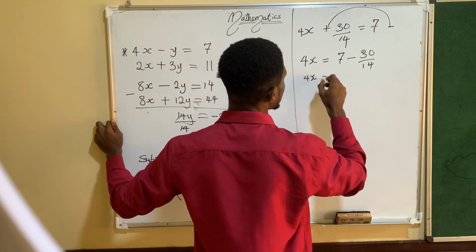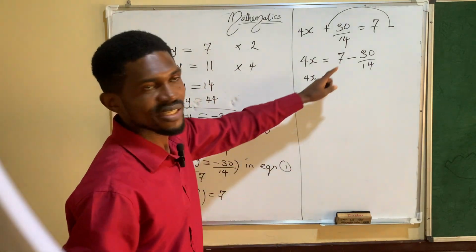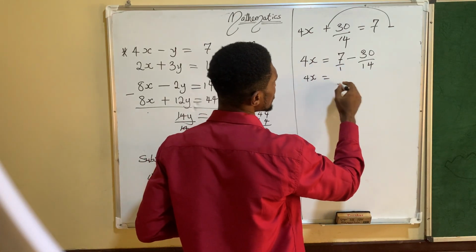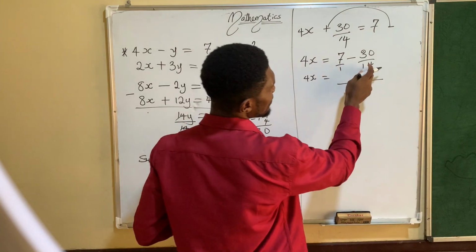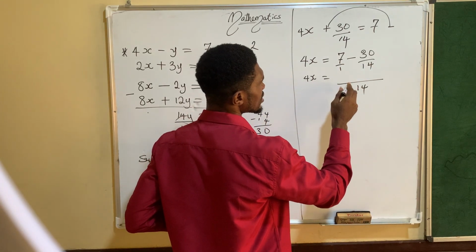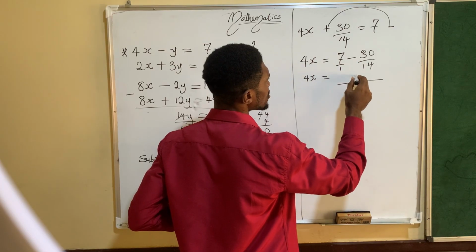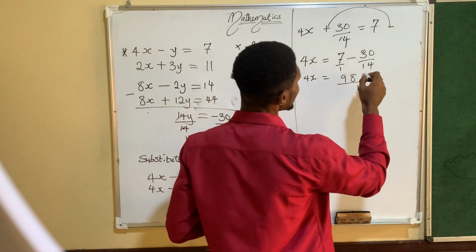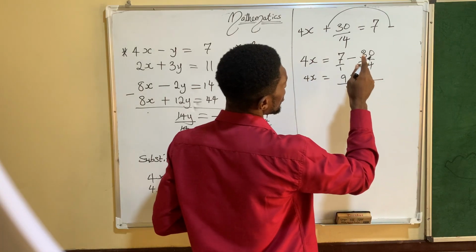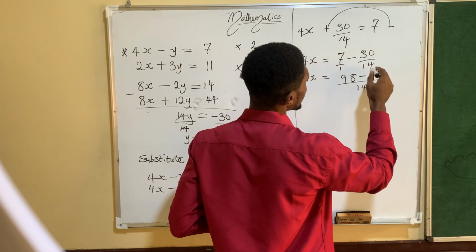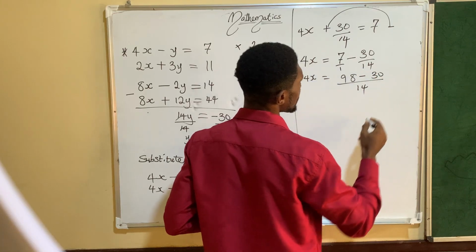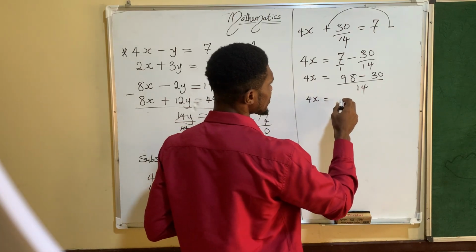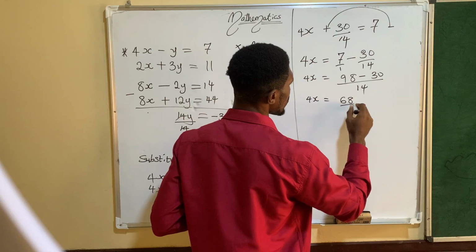While 4x is equal to, I will look for the LCM of, this is a fraction, make here a fraction 7 over 1. Look for the LCM of 14 and 1, which is 14. 14 divided by 1 is what? 14. Then 14 times 7 will give us 98. Then minus 14 divided by 14 is 1 times 30 is 30. So we have 4x is equal to 98 minus 30 will give us 68 over 14.